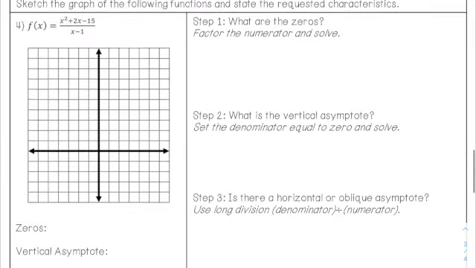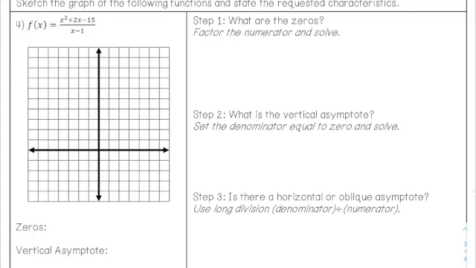Let's look at example 4. On example 4, it says sketch the graph of the following functions and state the requested characteristics. So I have listed out all the steps for you over here on the right side. Step 1 says what are the zeros? Remember that your zeros are your x-intercepts.